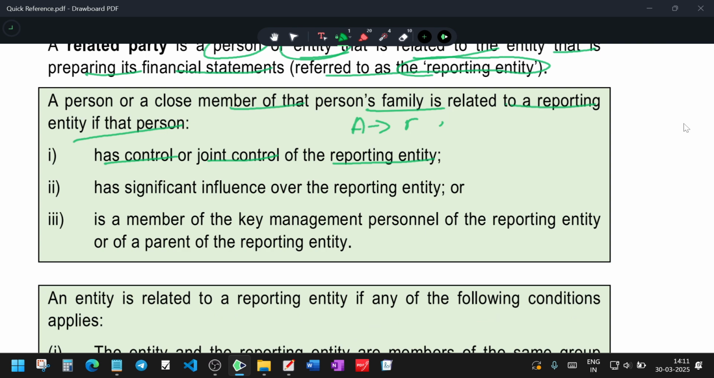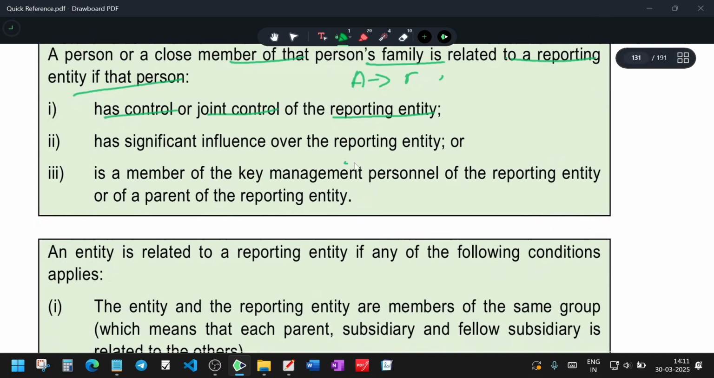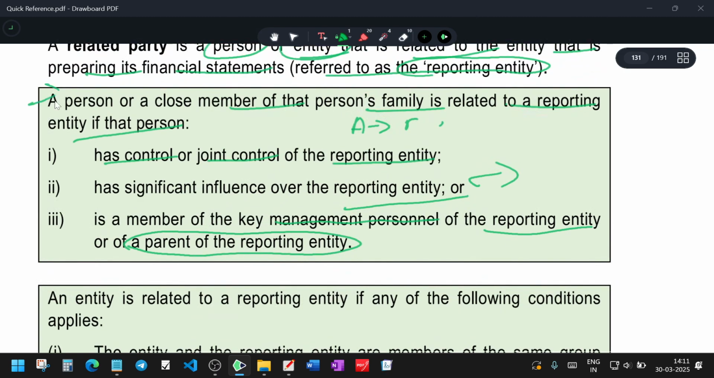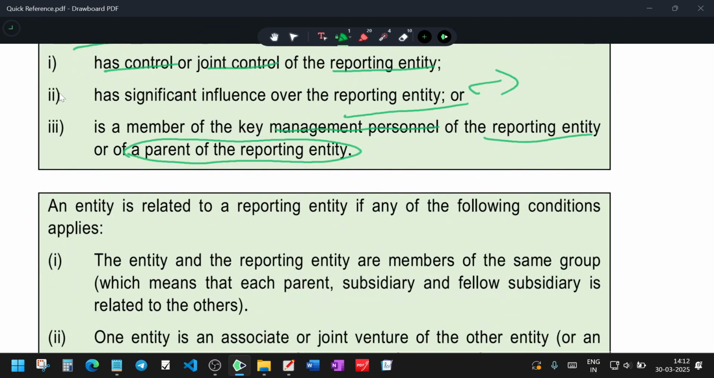I'm a chartered accountant, but they are holding major shares in the company. Significant influence: has significant influence over the reporting entity. So they can control, they can make changes, they can influence the company. That is significant influence. Or is a member of the key management personnel of the reporting entity or of the parent of the reporting entity. Sometimes they may be close family members. Sometimes they hold a key position in the company. They are the right persons.